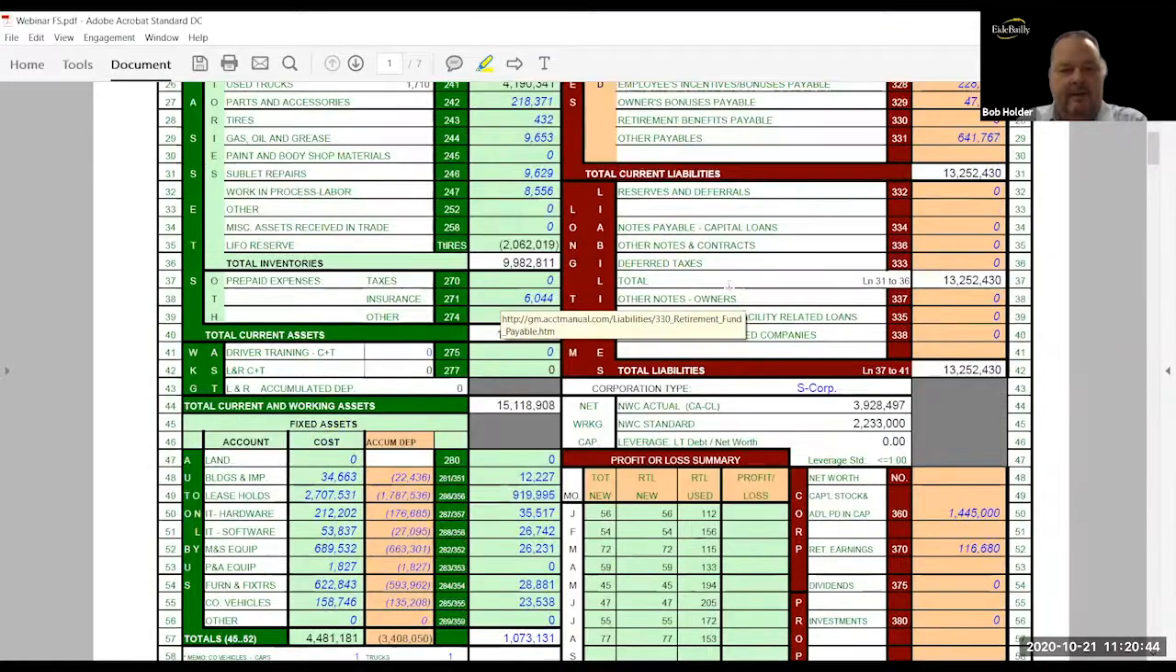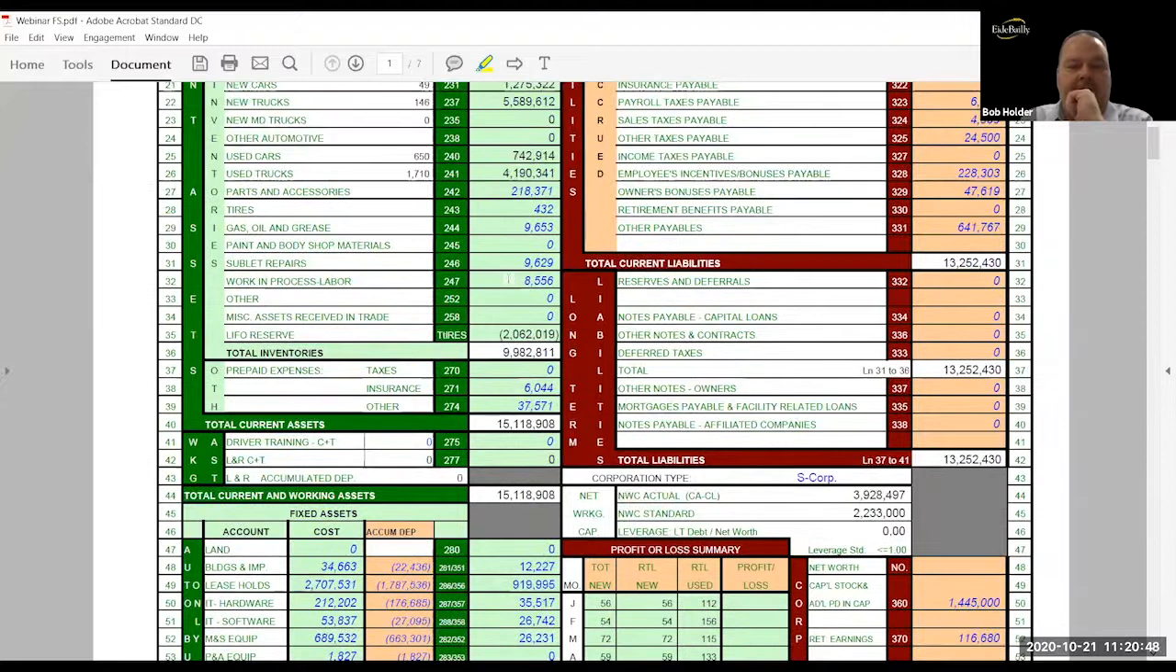Another area to look at is work in process. If this number is really high, and that number does look a little high to me, it's usually in the $4,000 or $5,000 range. Again, it'll vary if you have a body shop, where that number tends to be quite a bit higher. So that might be something we need to look at.